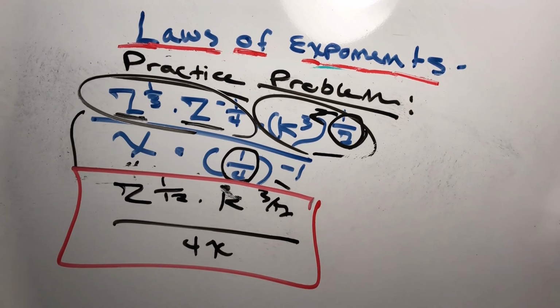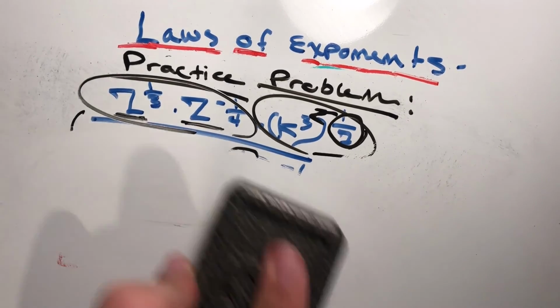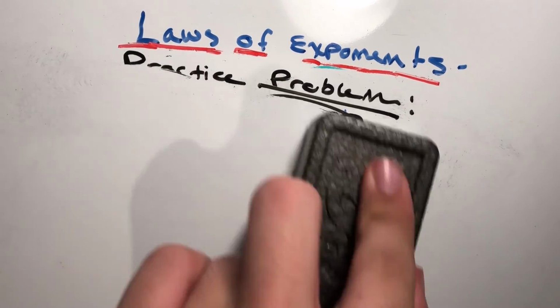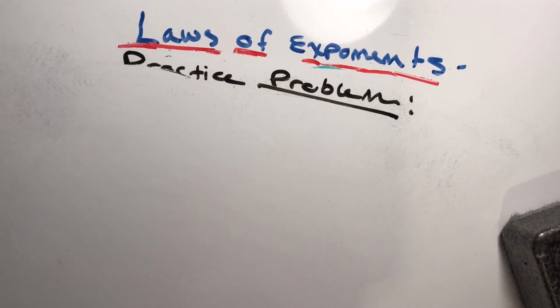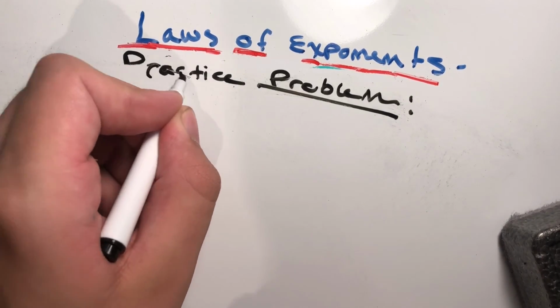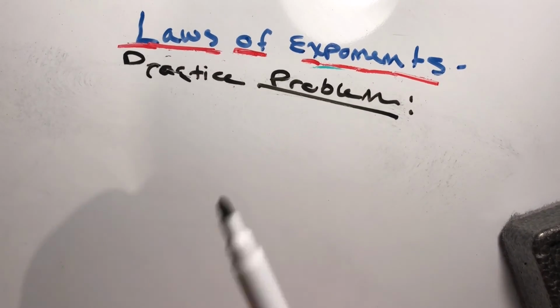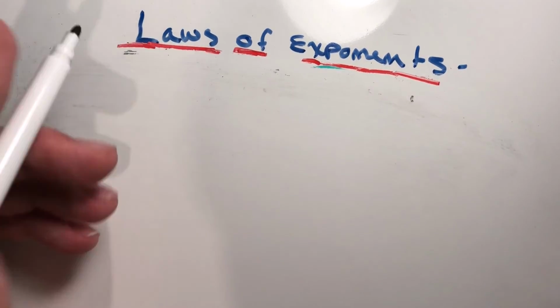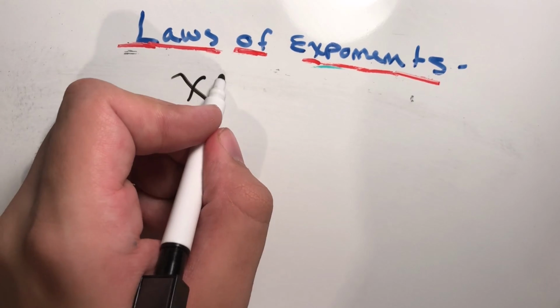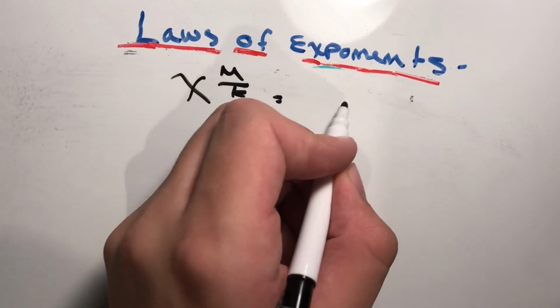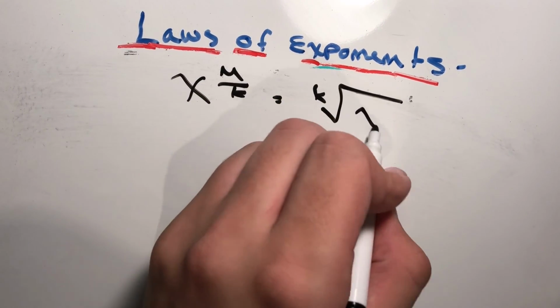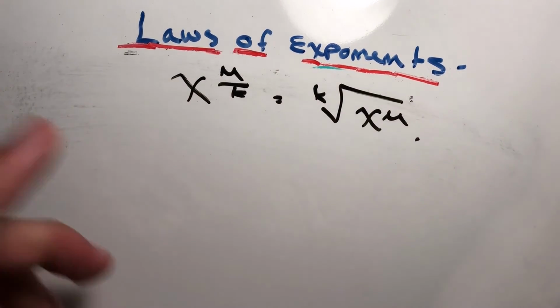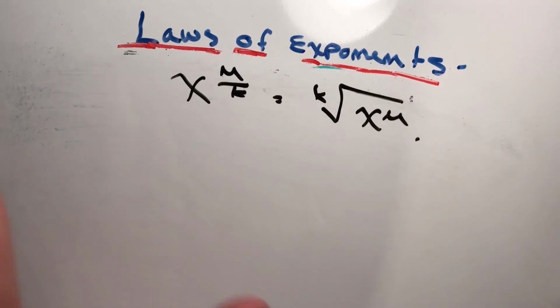In the next video, of course, I will do some practice problems. So just as a last note here, and I'll leave this up here, from the last section, x to the m over k is equal to the kth root of x to the m. Last thing to remember, great. Note it down if you need to.